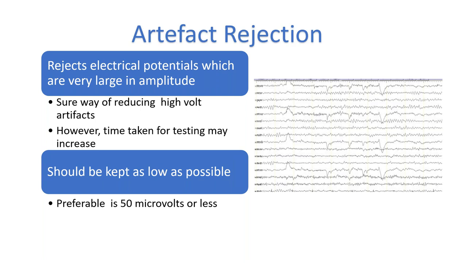But the problem that happens is if I keep this very low, like I can keep it at 10 microvolts and try to record. But then what happens when I keep it at 10 microvolts is that it will keep rejecting a lot of sweeps. So when it keeps rejecting a lot of sweeps, the test duration will be very long. So we have to make a compromise between the two. So generally keep it as low as possible. My recommendation is normally keep it at 50 microvolts or lesser than that, but I do know people who keep it at 100 microvolts also and record.